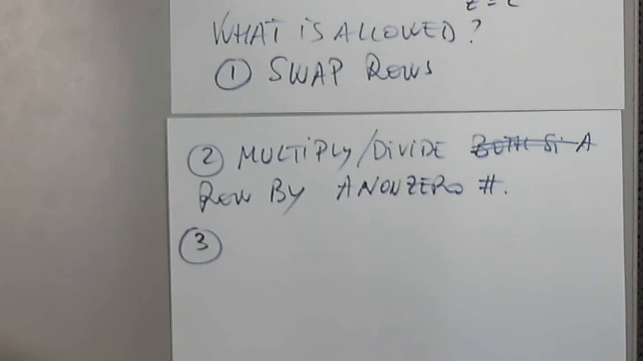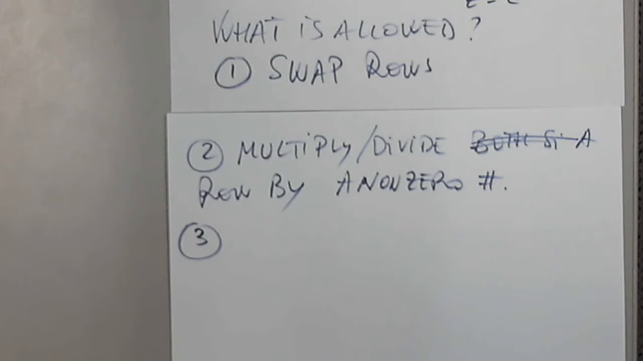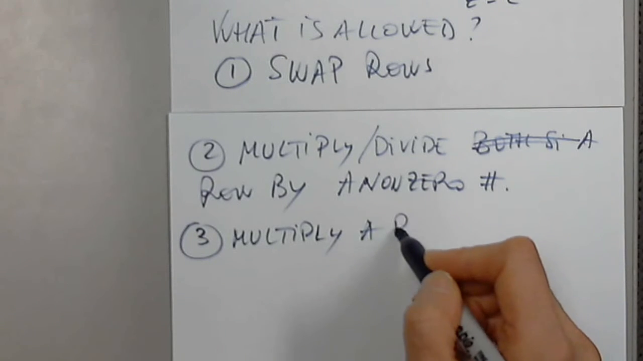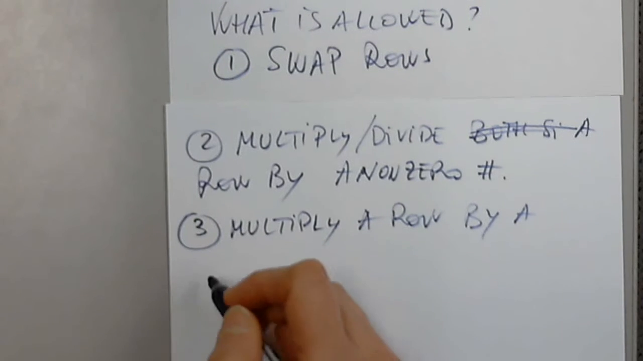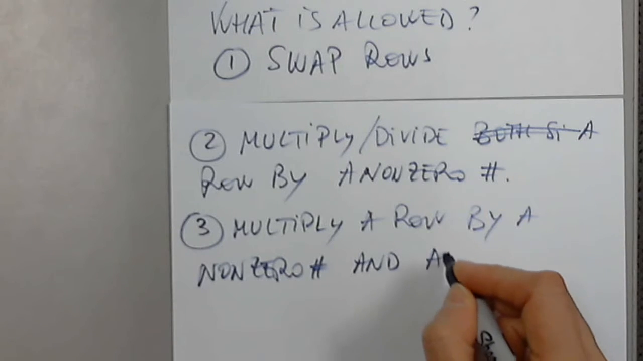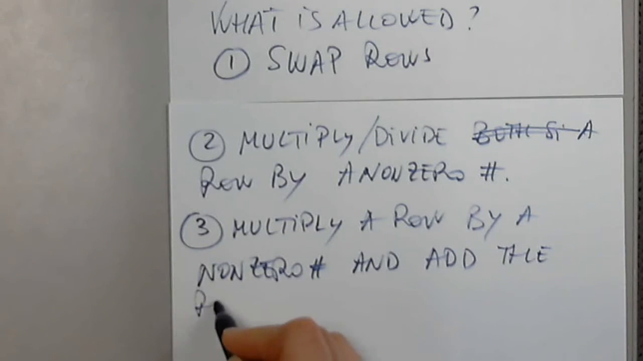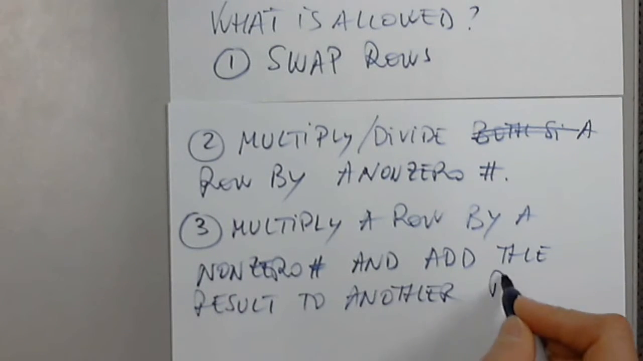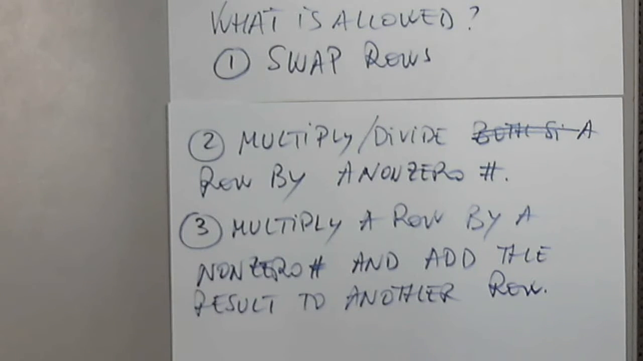This is slightly more involving, but we applied it a few minutes ago. We just didn't talk about it. Multiply a row by a non-zero number and add the result to another row. It's a mouthful. Have we done that? Yes, a minute ago. Let me show you.